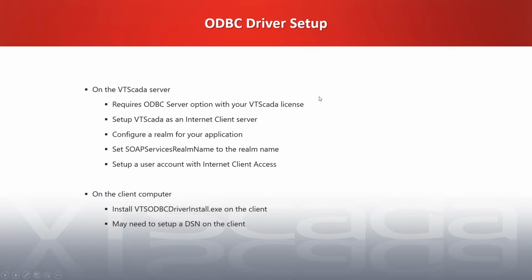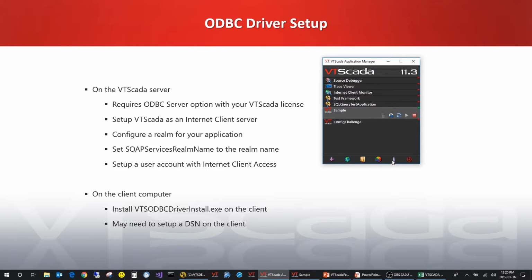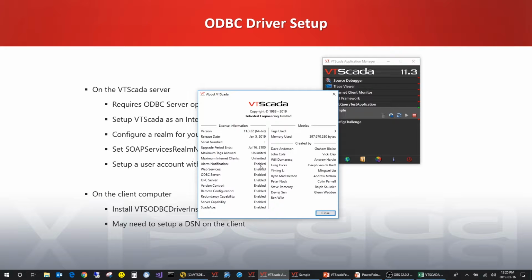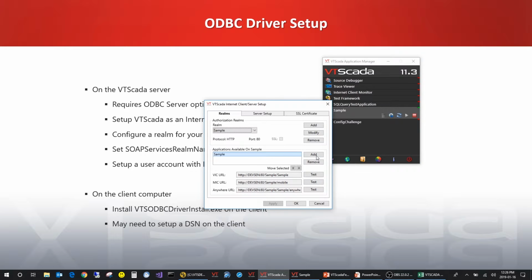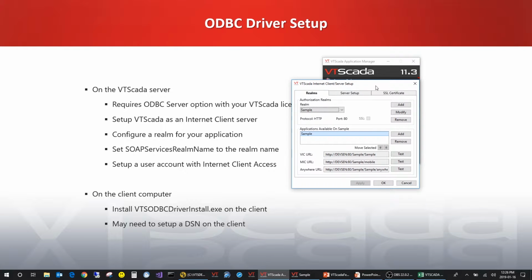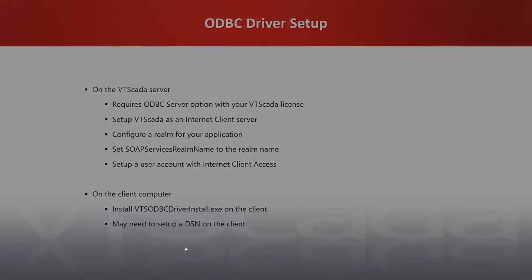On the VTScada server, if you go in the information dialog on the VAM, the license information shows what is enabled. So what you really need is ODBC server. It should be marked enabled. You need to set up a realm. I have a realm set up already called sample, which is connected to this application. I have a user set up who has internet client privileges. There is a setting you have to set in the application to specify the ODBC realm. And on the client machine, all you're doing is taking an exe and installing it.